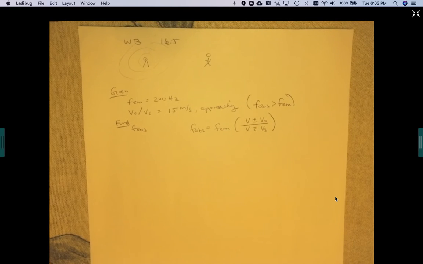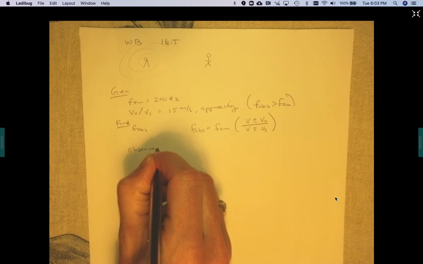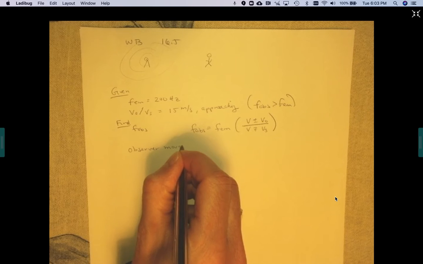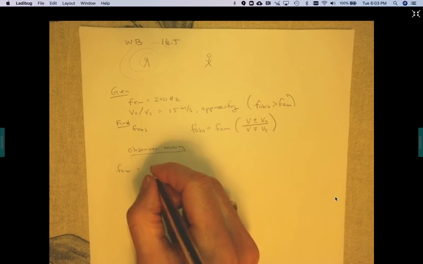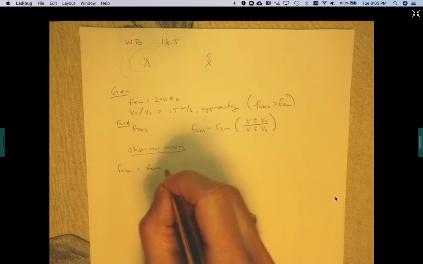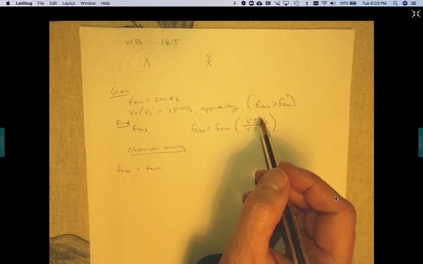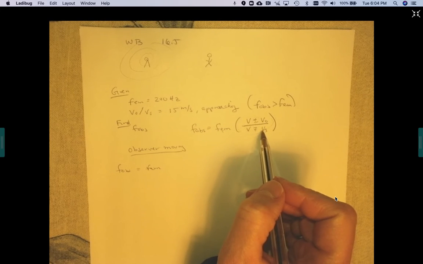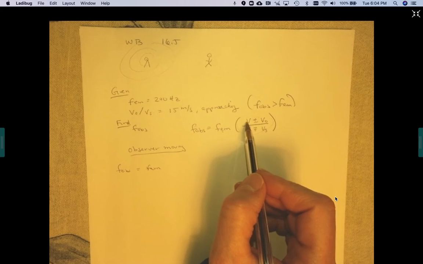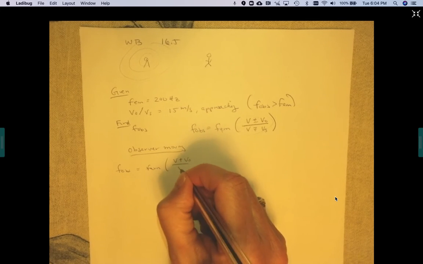So let's do the observer moving first. Our observed frequency is our emitted frequency. Again, if we're moving toward the sound, we expect the frequency to go up. So this fraction has to be bigger than 1, and so we need the top to be a plus. So V plus the observer over V.